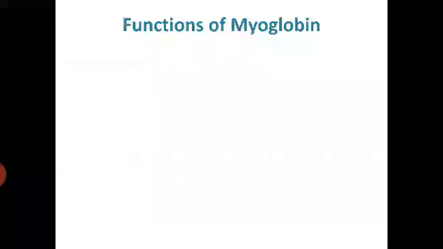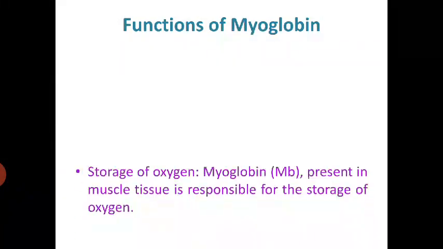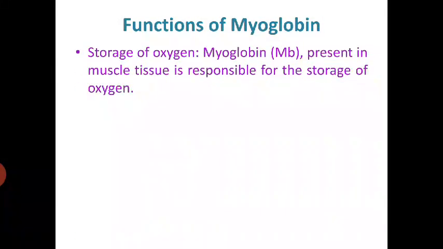And then let us see the functions of myoglobin. As we know, transport of oxygen is the main function of hemoglobin. Apart from transport of oxygen, myoglobin has several other functions also. The first one is storage of oxygen. Myoglobin present in muscle tissue is responsible for the storage of oxygen. It stores oxygen and releases it whenever it is required.